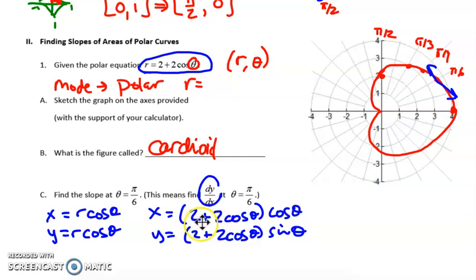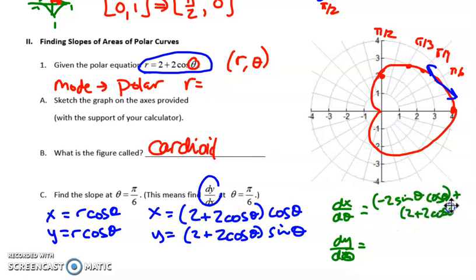Now what I have to do is differentiate each of those, and I have to get dx/d theta and dy/d theta. And I'm going to do both of those using the product rule, which isn't pretty, but I'm going to do it. So 2 plus 2 cosine theta goes to negative 2 sine theta cosine theta plus 2 plus 2 cosine theta times negative sine theta. Then for dy/d theta, I'm going to differentiate 2 plus 2 cosine theta to negative 2 sine theta times sine theta plus 2 plus 2 cosine theta times cosine theta. All right, that is a lot of information that we just differentiated there.